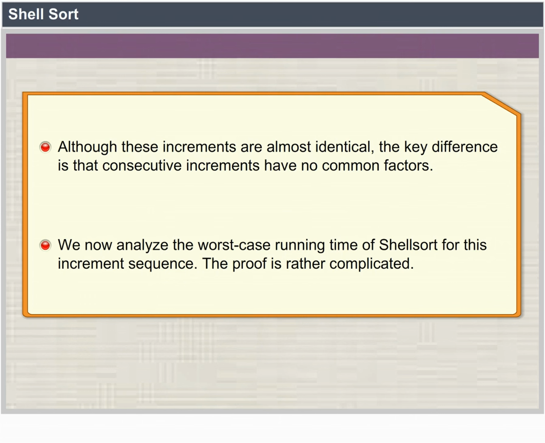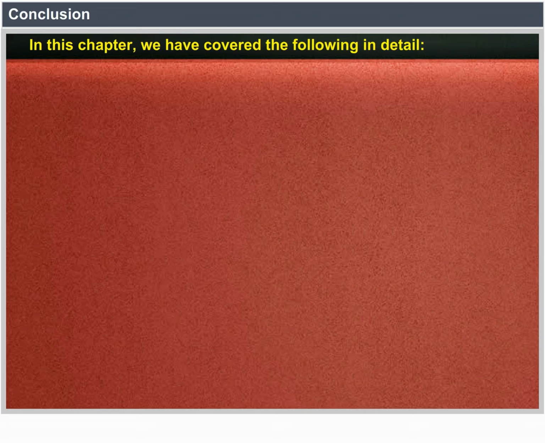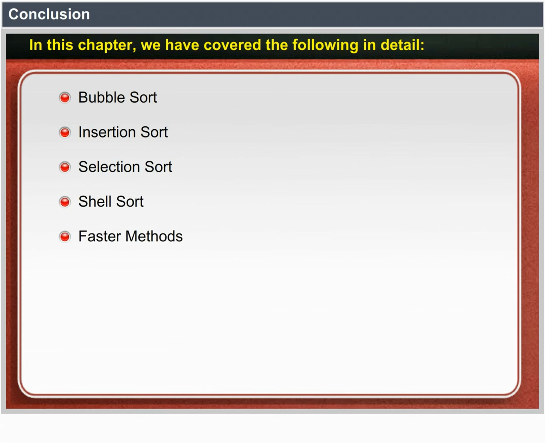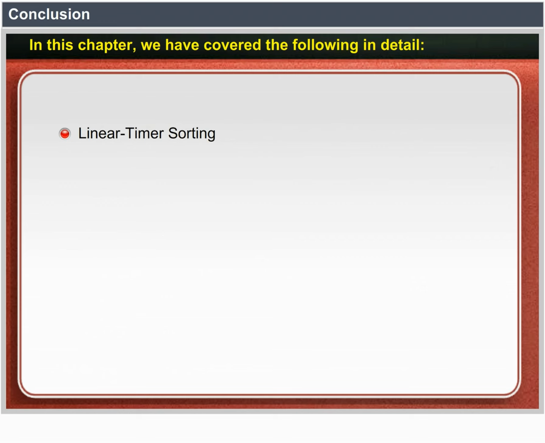Conclusion. In this chapter, we have covered the following in detail: bubble sort, insertion sort, selection sort, shell sort, Floyd's methods, tree sort, heap sort, merge sort, quick sort, linear time sorting, counting or enumeration sort, radix sort, and bucket sort.